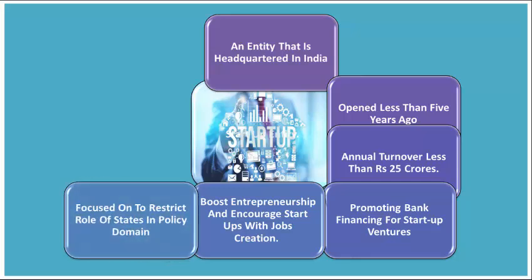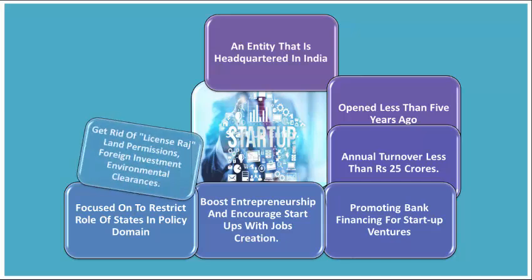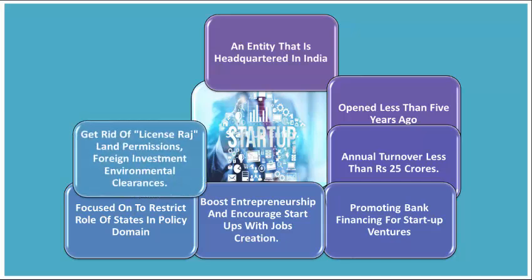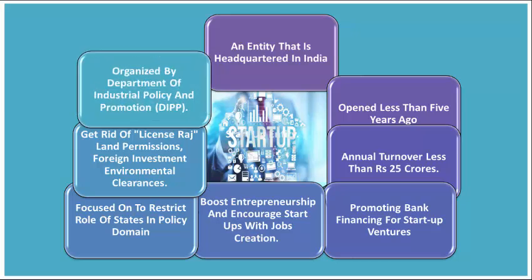It is focused on restricting the role of states in the policy domain, and it will get rid of the earlier License Raj. It will clear hindrances like land permissions, foreign investment proposals and environmental clearances. This was organized by the Department of Industrial Policy and Promotion, that is DIPP.